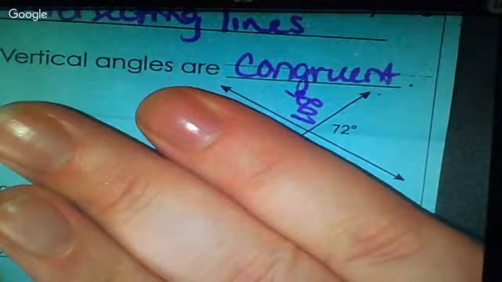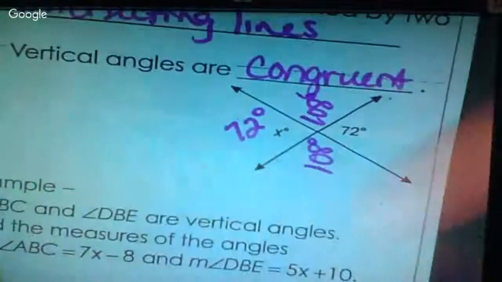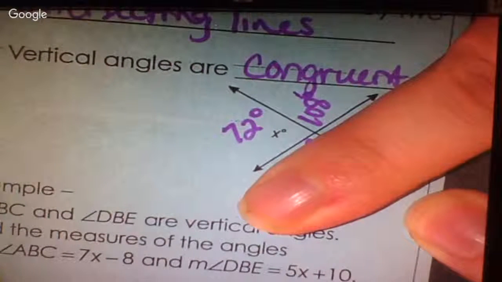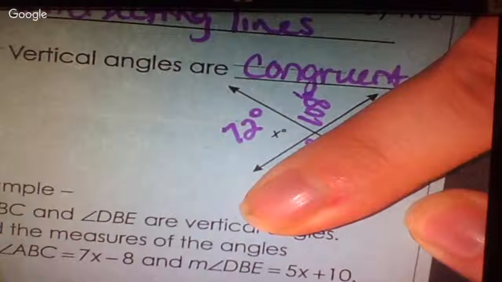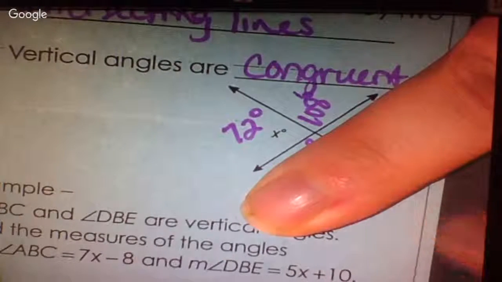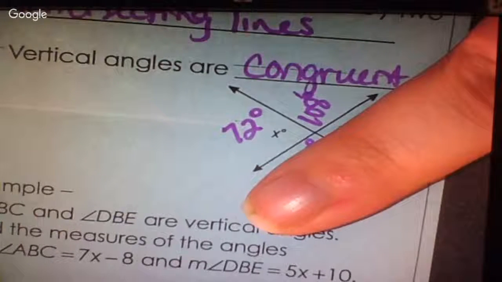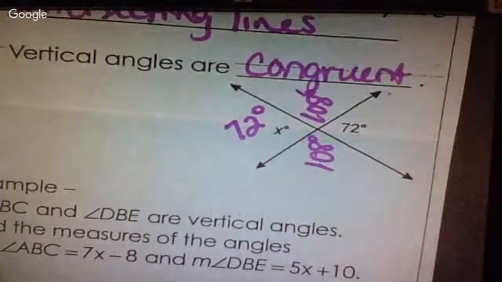Wait, do you see that line? I see the line, but it's on opposite sides. My finger is the line. So why is 72 on this side and 181 on that side? Because together they form that line at the bottom. Okay, I got it. All right, we caught her.